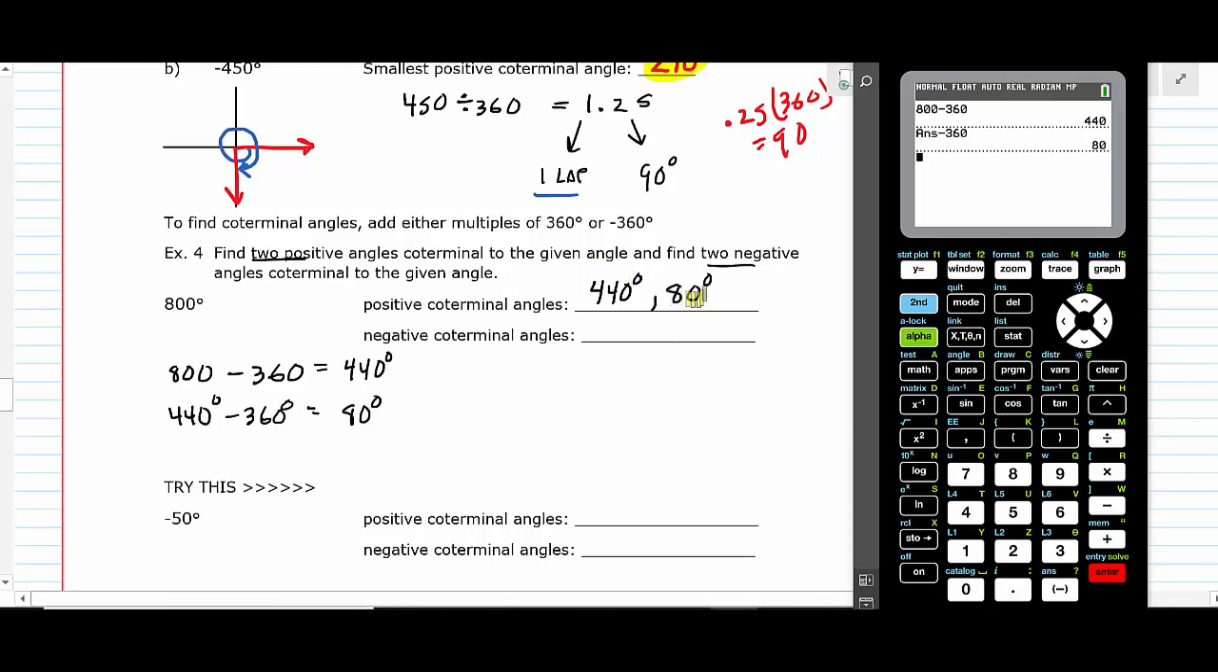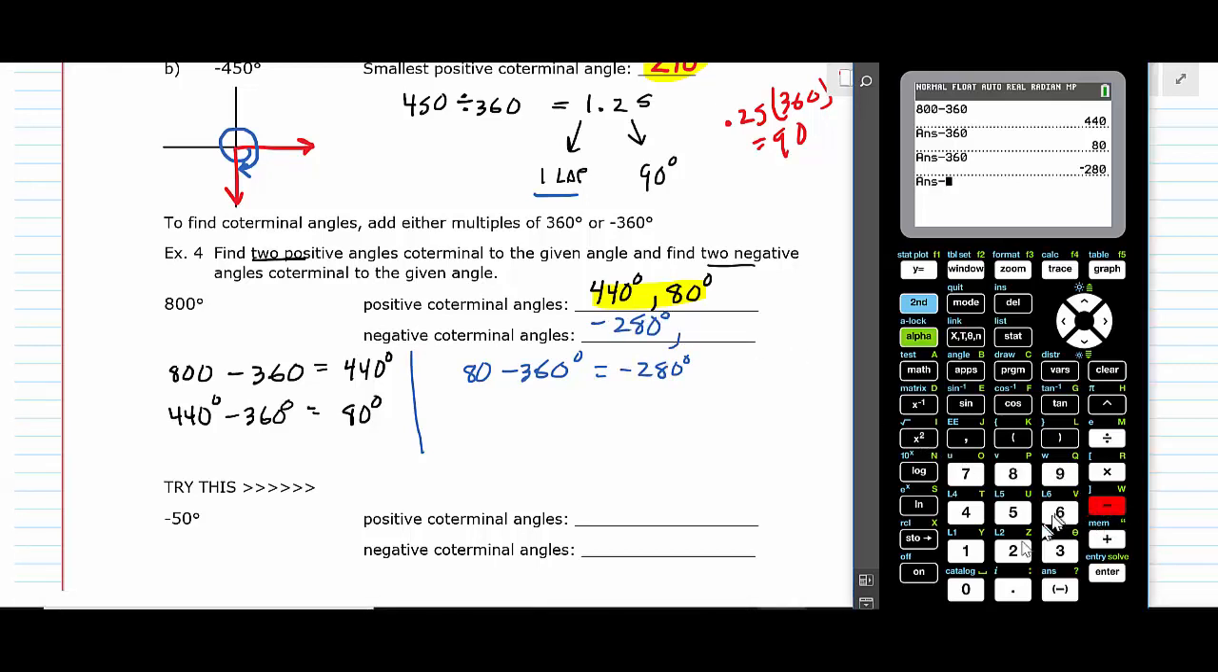All right. Now when we do negative angles, what we do on this is we just keep subtracting. So now we do the 80 minus 360. Just do it on the calculator as you go. So 80 minus 360 is negative 280. So that would be a negative coterminal angle. And then do it again.